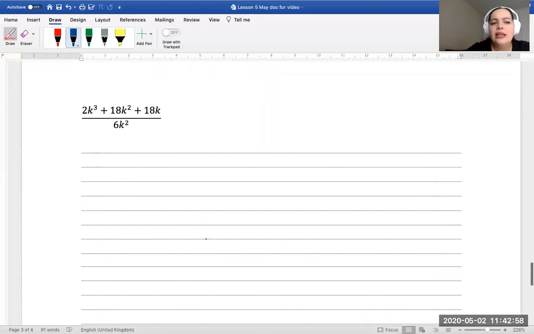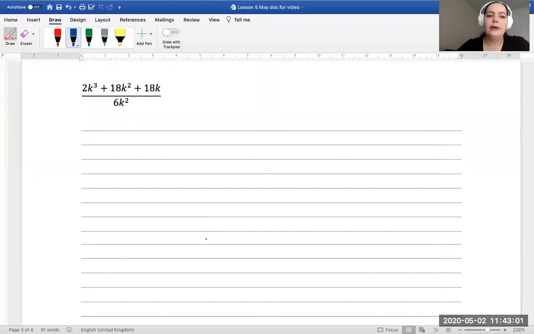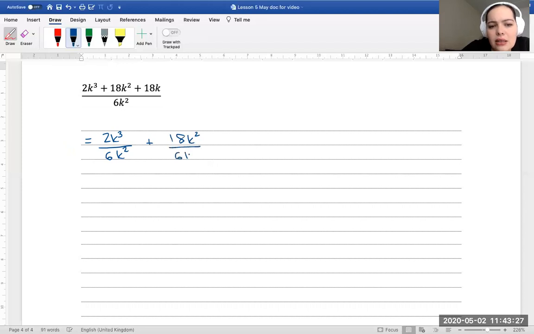All right, so we're going to head to one last example. This one looks pretty similar to the previous one. We had 3 terms, and so we're going to split them up. So we've got 2k to the power of 3 over 6k squared, because that's the denominator, plus 18k squared over 6k squared plus 18k over 6k squared.